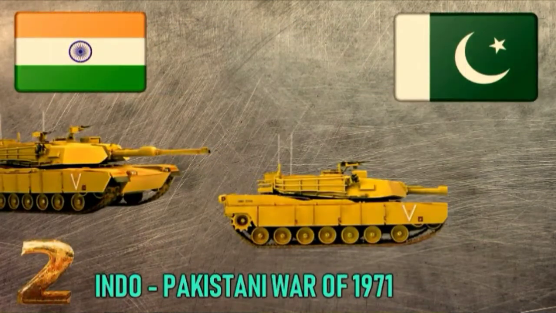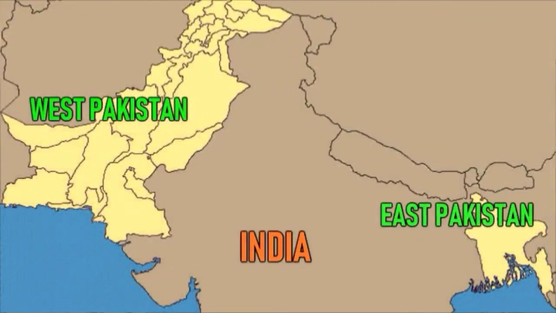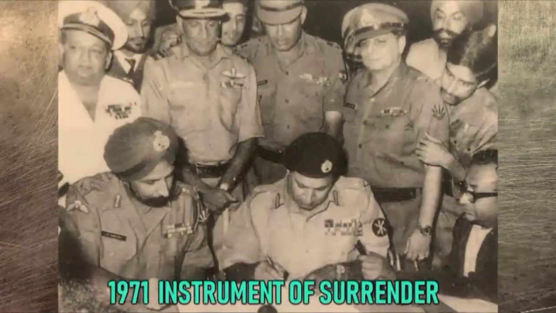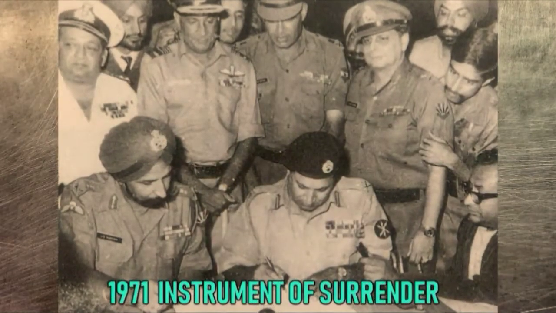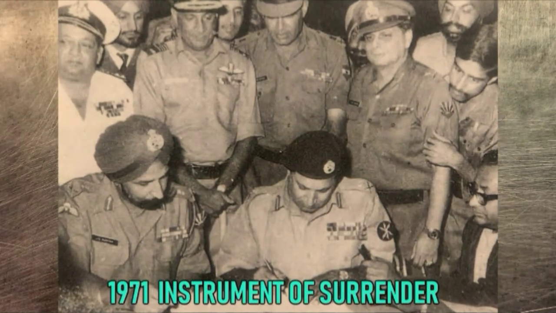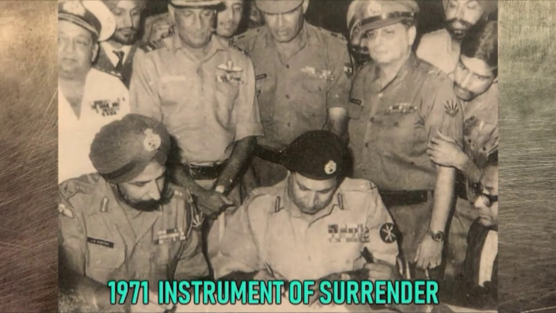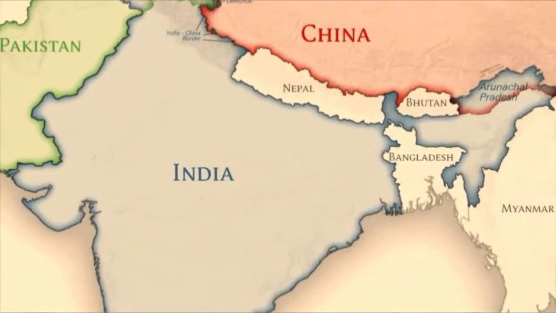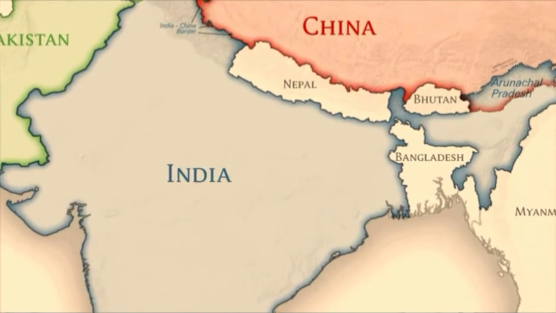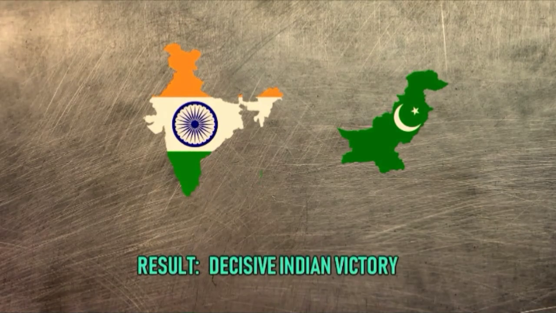Number 2. Indo-Pakistani War of 1971. During the war, Indian and Pakistani militaries simultaneously clashed on the eastern and western fronts. The war ended after the Eastern Command of the Pakistan military signed the Instrument of Surrender on 16 December 1971 in Dhaka, marking the formation of East Pakistan as the new nation of Bangladesh. Result, decisive Indian victory.